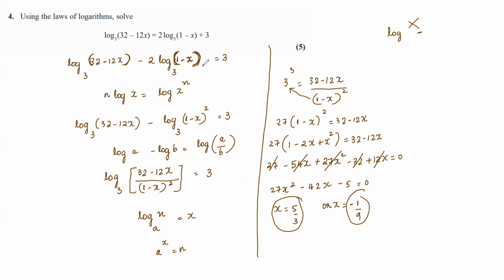So here, in this second bracket, if you substitute x as 5 by 3, the argument will give you a negative answer. So we cannot take x as 5 by 3. We need to reject it. We need to ignore it, and we need to take the value for x as minus 1 by 9. So that will be the final answer. Hope you have understood this. Thank you for watching.